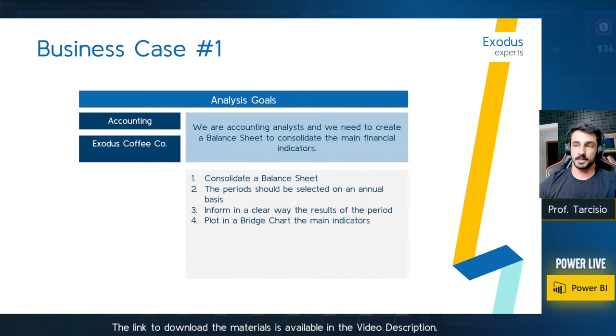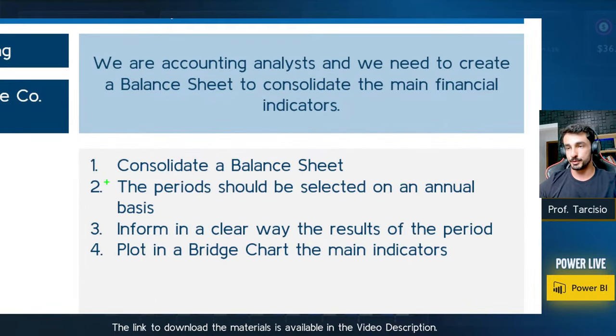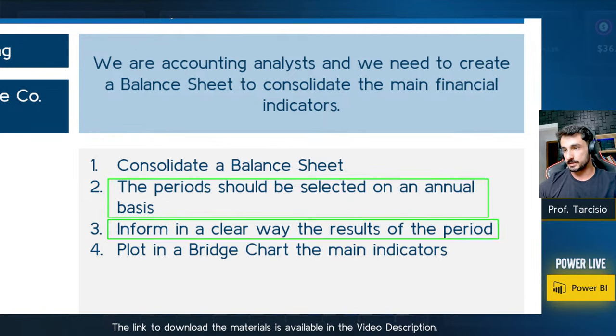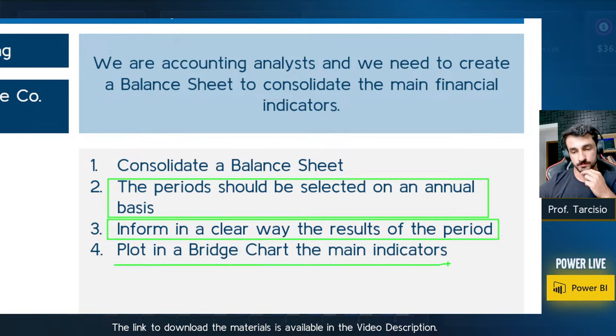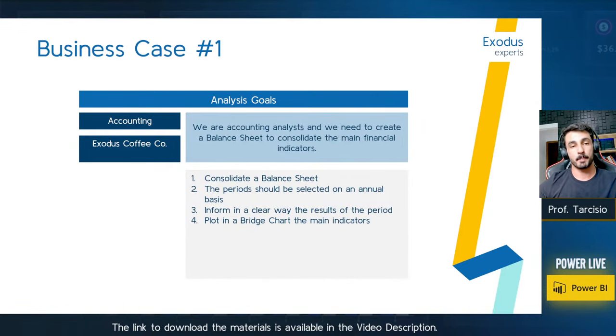So let's check here, what do we have? We need to consolidate the balance sheet. The periods should be selected on an annual basis, and we have to inform in a clear way the results of the period. And we have to plot in a bridge chart the main indicators. So for tonight, I have prepared a few examples. Let me open, let's start, and I will show you.